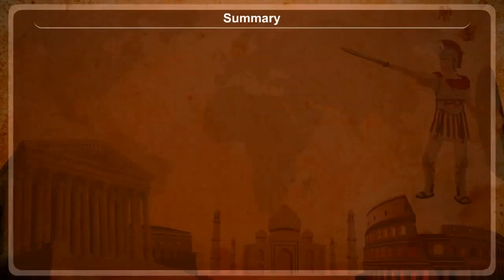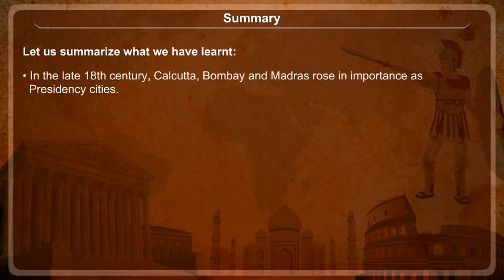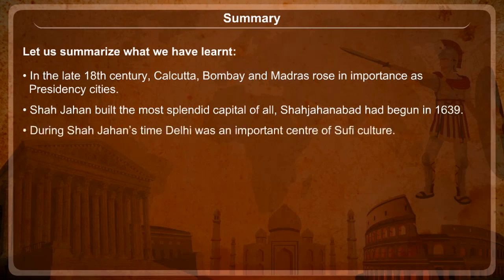Summary. Let us summarize what we have learned. In the late 18th century, Calcutta, Bombay and Madras rose in importance as presidency cities. Shah Jahan built the most splendid capital of all. Shahjahanabad had begun in 1639. During Shah Jahan's time, Delhi was an important center of Sufi culture.